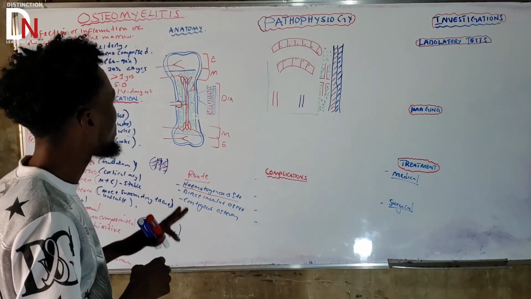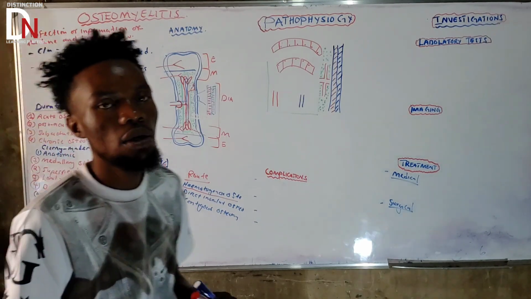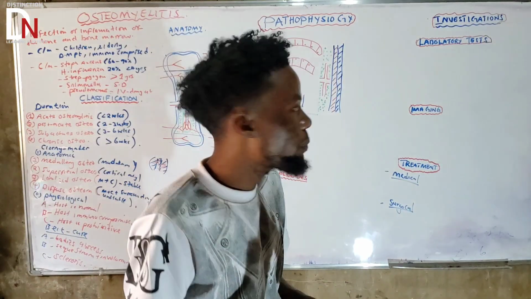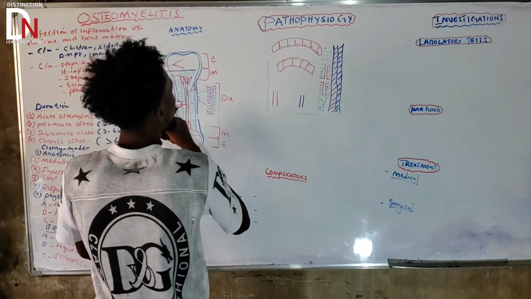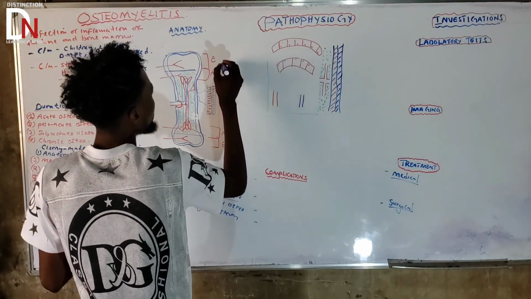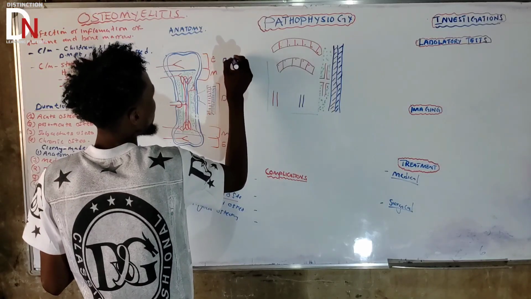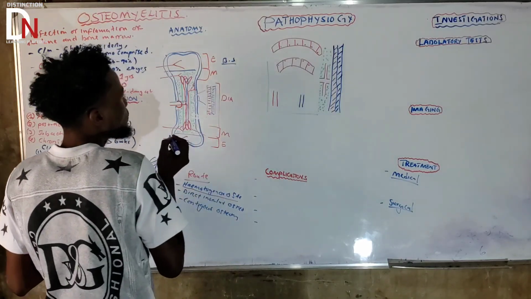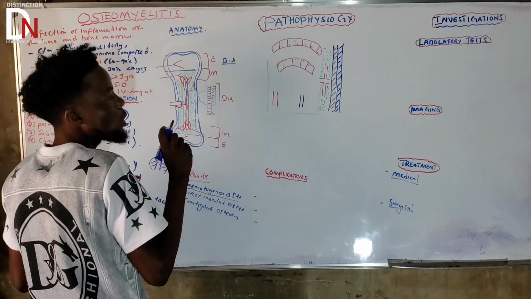What is the other important part? The important part is the blood supply to the long bones, okay? Blood supply to the long bone, we need to understand it as well. So let's just say BS, blood supply.